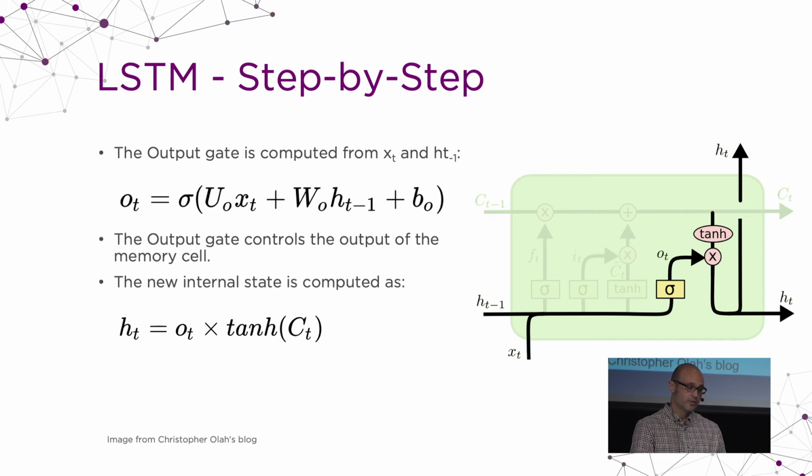The last gate is the output gate, because at this point we updated the memory cell, but we still have to produce an output. So we still have to update the internal state. This is done with the output gate, which is the usual gate equation, with this equation here. So the internal state is a function of the output gate, which multiplies the tanh applied to the memory cell C_t.